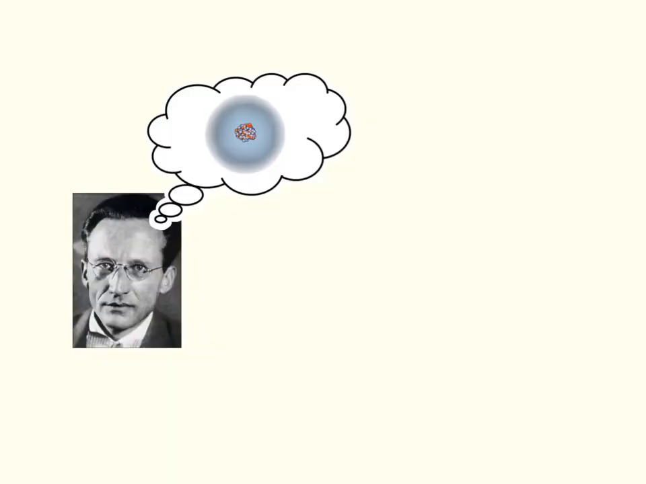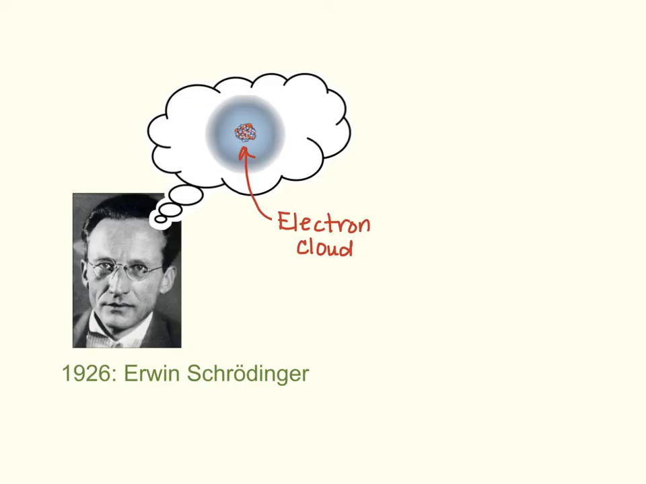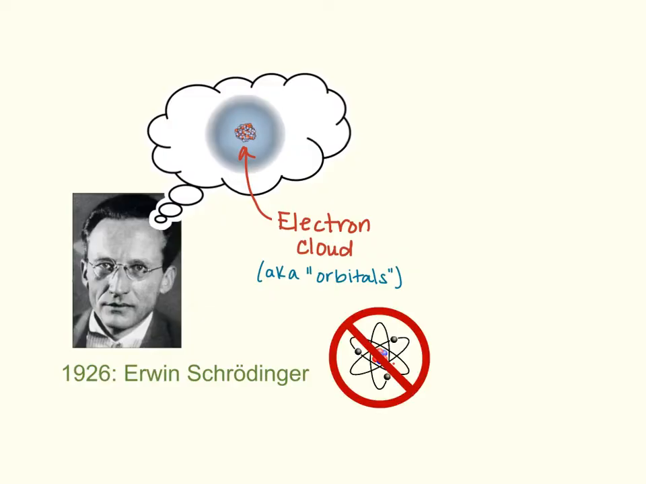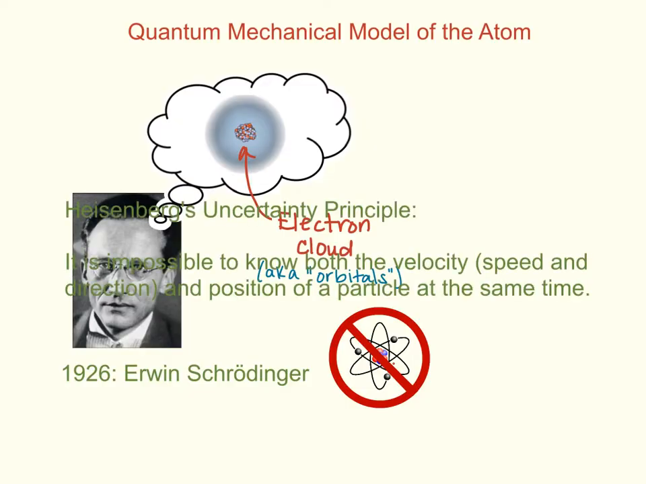So in 1926, a scientist by the name of Erwin Schrödinger comes up with equations that figure out where electrons are most likely to be. He hypothesizes that rather than electrons having these set planetary-like orbits, they're actually located in this electron cloud, this cloud of probability where electrons are most likely to be found. And he called these electron clouds orbitals. So our electrons are no longer located in orbits, but rather in these clouds of probability called orbitals.